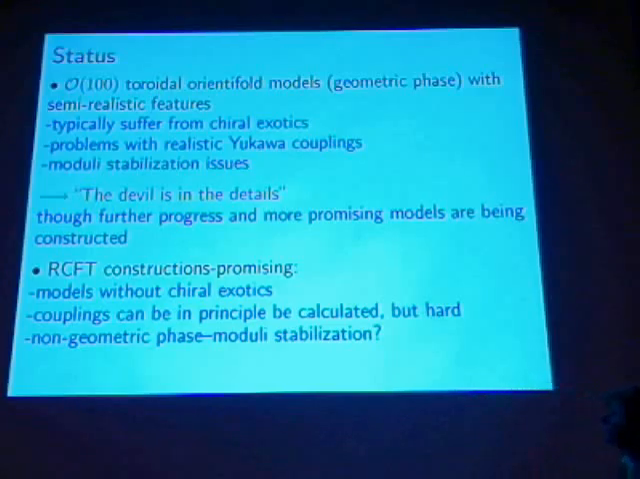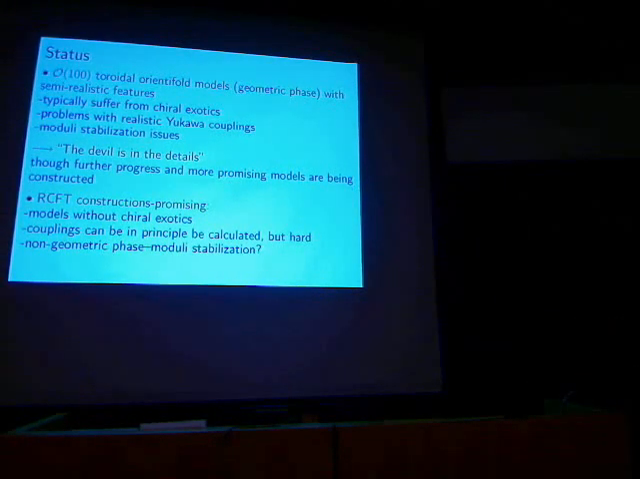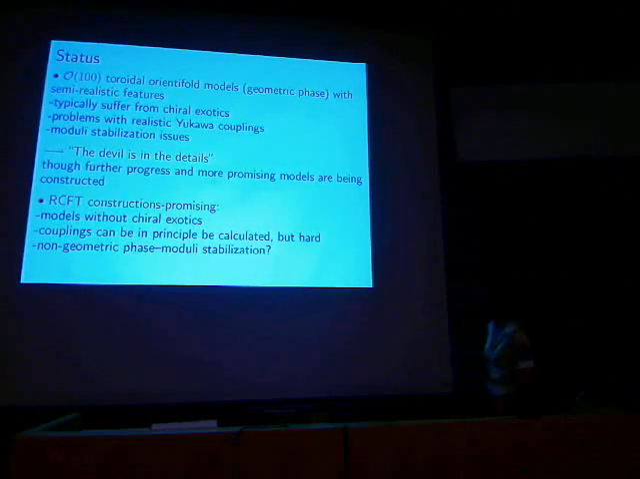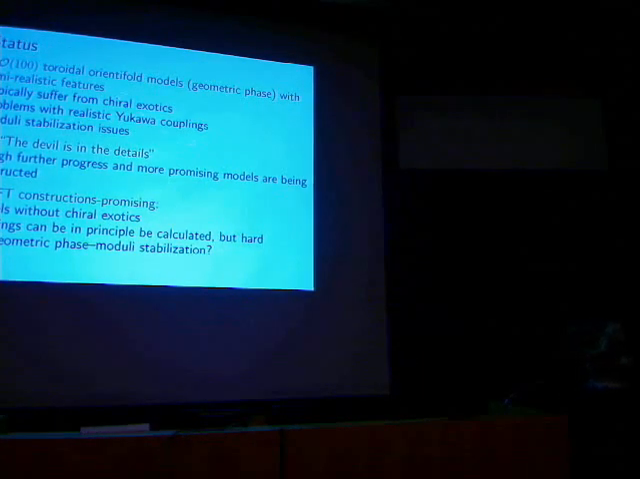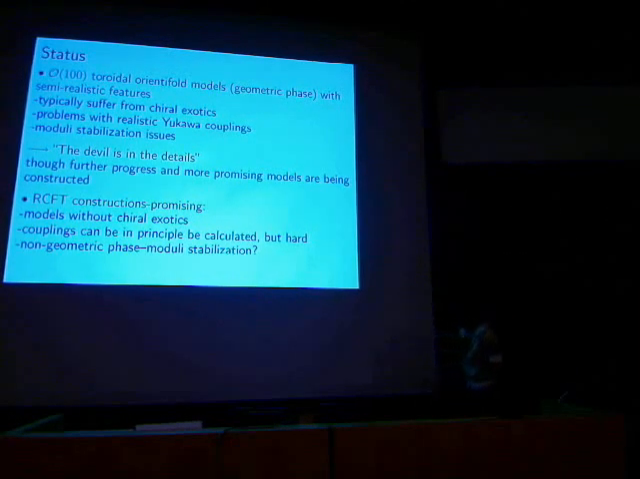Okay, so what is the status? Well, the status is we have a sizable number of semi-realistic models using orbifold constructions, namely the explicit geometric phase of intersecting branes, but not all is well. Typically, such models, while producing broad features of the standard model gauge group and three copies of families, have additional chiral exotics. If you really calculate in detail such Yukawa couplings, there are phenomenological problems with their features. And of course, the issue you raised, there is the full issue of full moduli stabilization, though some progress has been made.